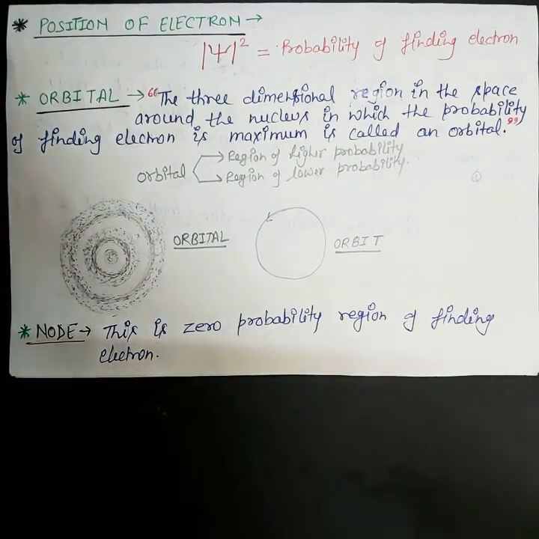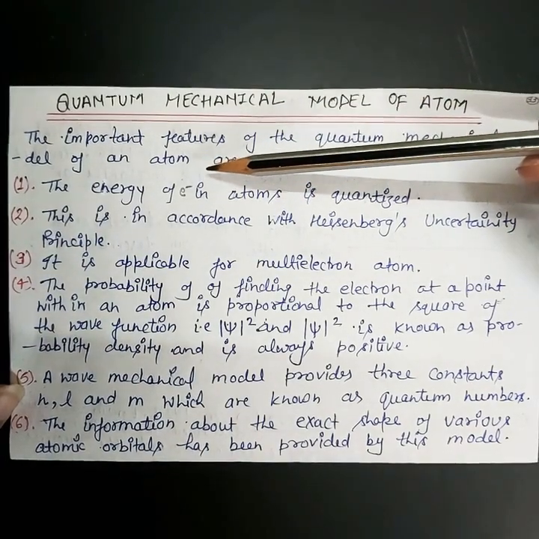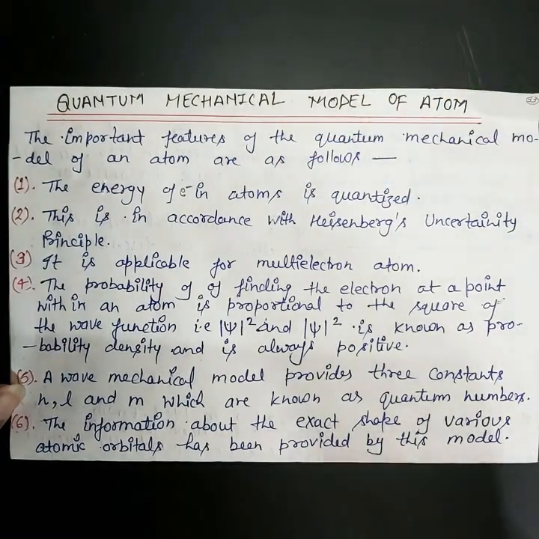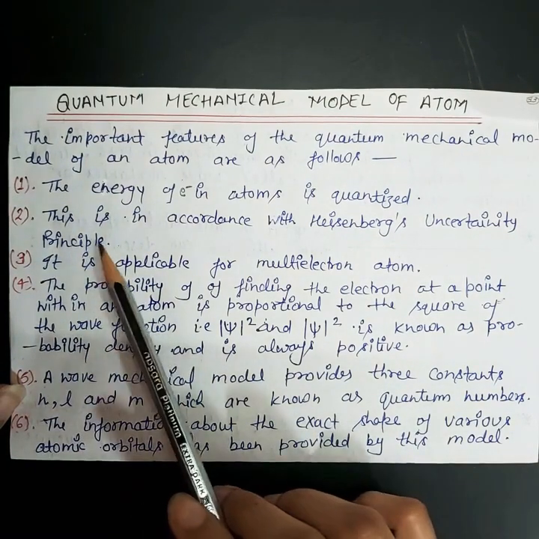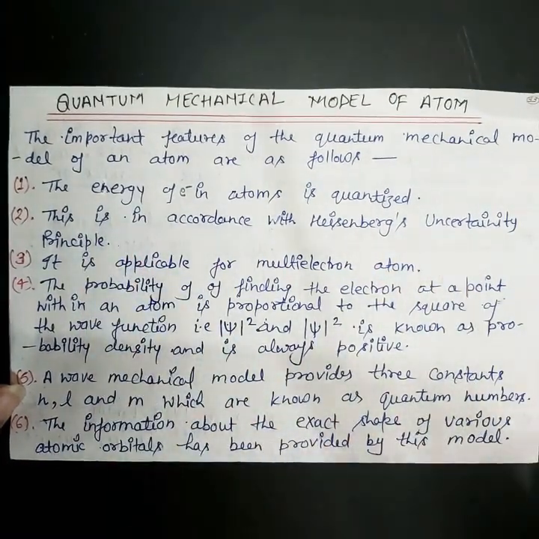Now we can understand the postulates of wave mechanical theory. So let's start. The first postulate of the quantum mechanical model is that the energy of electron in an atom is quantized. This shows the wave-like property of electron that they are considering. Next, this is in accordance with Heisenberg's uncertainty principle, because quantum mechanical theory talks about the probability of finding the electron.